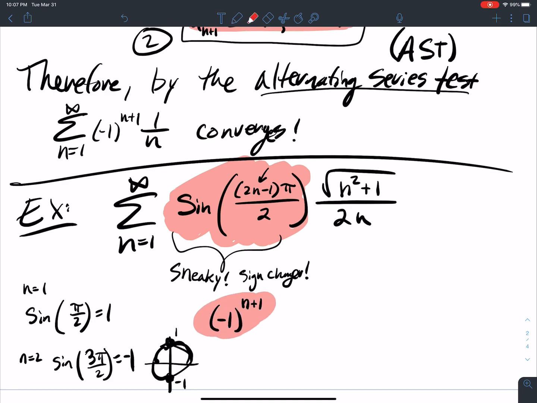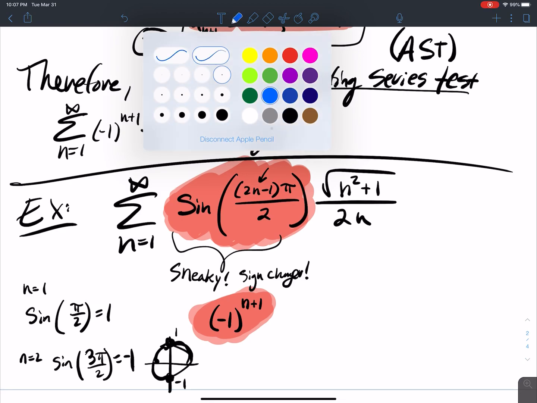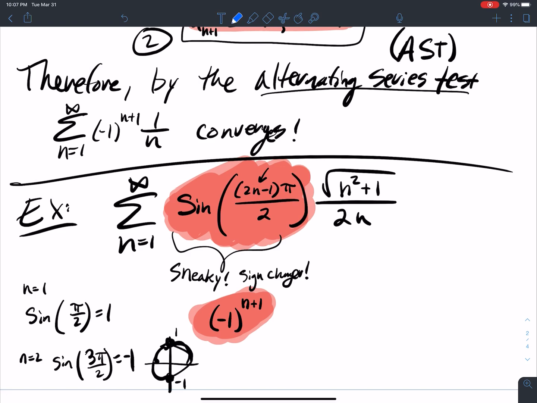Okay? So these are the same thing, all right? It's just a sneaky way that you might see some problems do things. So be careful. You've got to be careful for those sneaky mathematicians. All right. So really, our a sub n is the square root of n squared plus 1 over 2n.